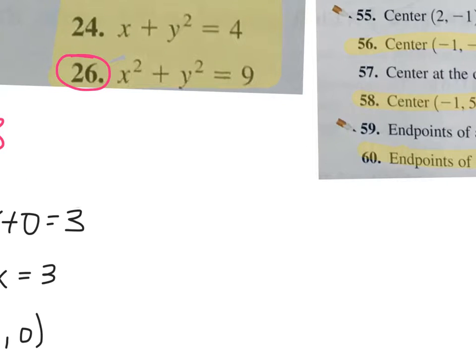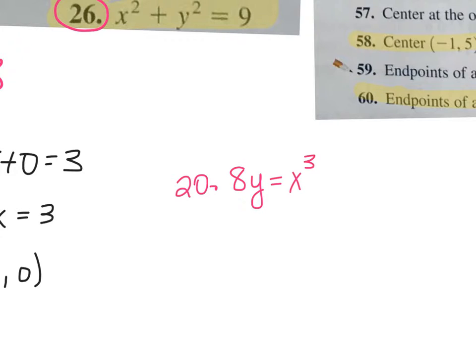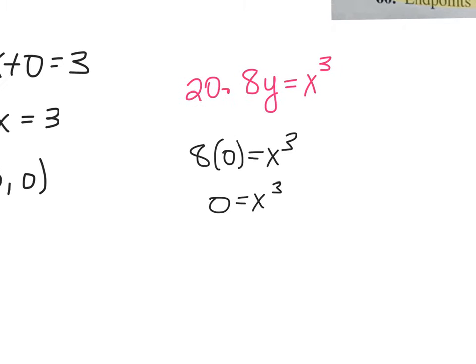If we look at number 20, 20 is 8y equals x cubed, correct? Okay, so if I plug in 0, you just write it. 8 times 0 equals x cubed. What am I solving for here? x, all right? I'm solving for the x-intercept. So this is going to be 0 equals x cubed. Now what? Take the cube root. What is the cube root of 0? So how would I write this point? 0 comma 0. Good. I plugged in 0, I got out 0.